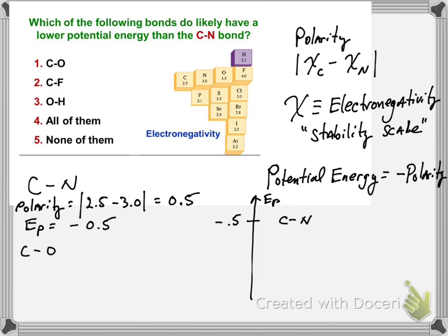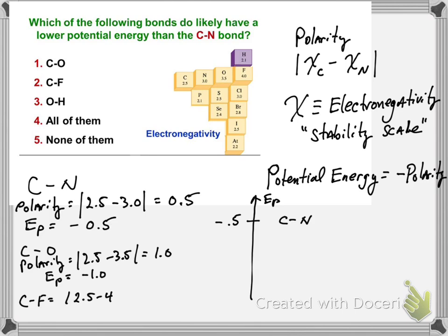Now we go through the list. CO, well, its polarity now is different. It's 2.5 minus 3.5, which is 1.0. We can calculate the potential energy to be now minus 1. CF, we can do the same thing. 2.5 minus 4, 1.5. Its potential energy is minus 1.5. And then OH is 3.5 minus 2.1, and we get 1.4.